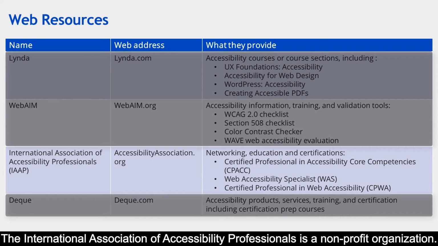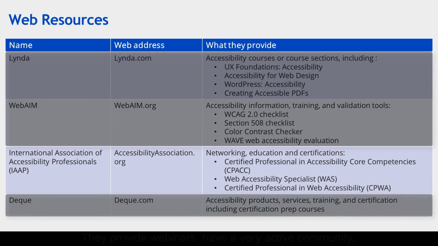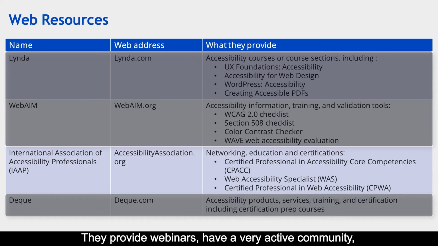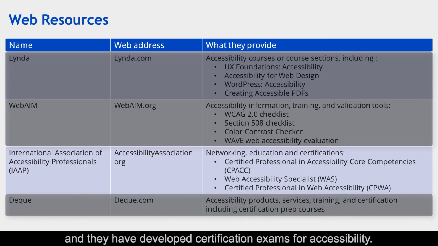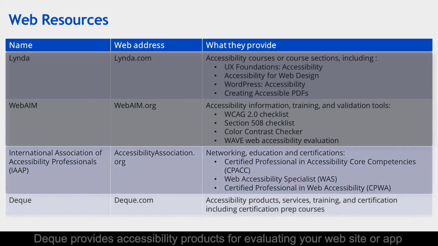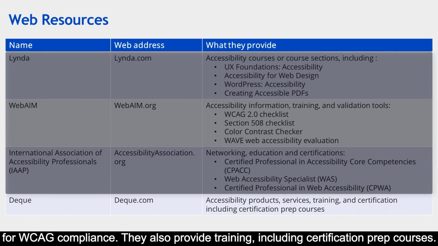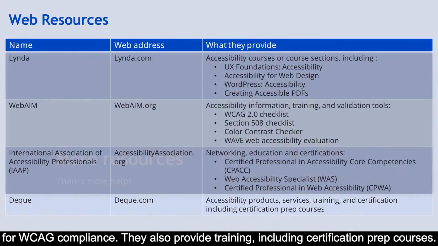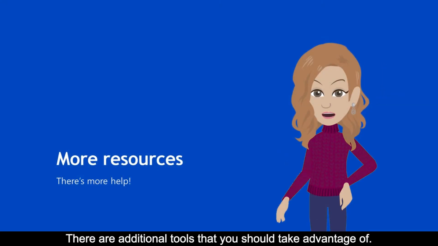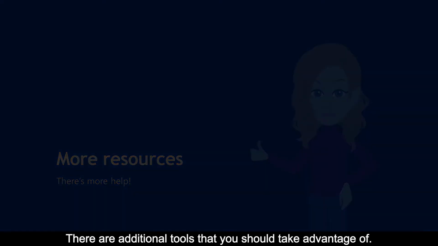The International Association of Accessibility Professionals is a nonprofit organization. They provide webinars, have a very active community, and they've developed certification exams for accessibility. DeQ provides accessibility products for evaluating your website or app for WCAG compliance. They also provide training, including certification prep courses. There are additional tools that you should take advantage of.